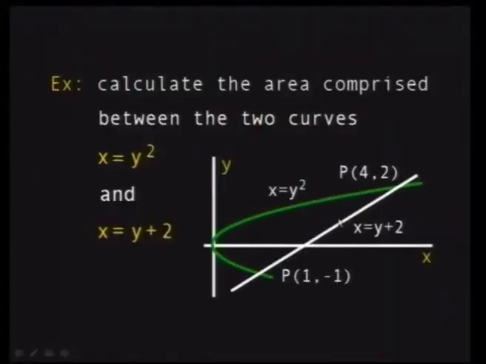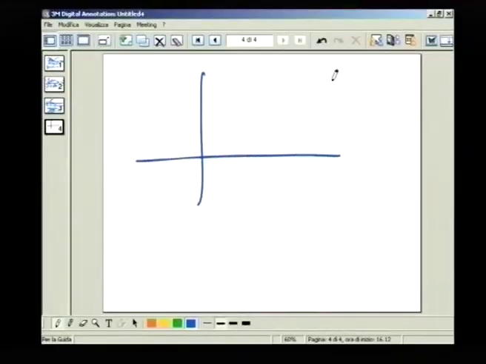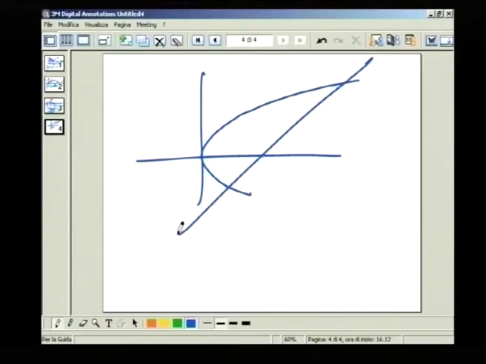Now here, you can do the same thing, except that it's complicated. As a matter of fact, here is your curve, and here is your straight line. You can divide this region into two parts. You can integrate between these two curves from this point to this point, and then carry the integral from this point to the end of the interval. But it's complicated because you have two different values of the function.